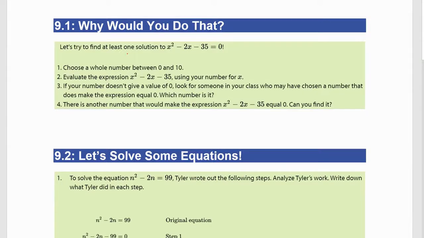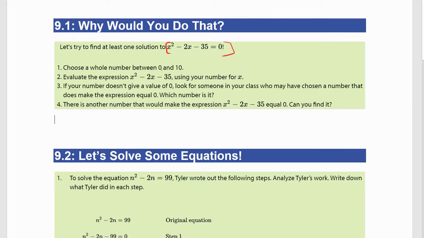Right, so Unit 7, Lesson 9, solving quadratic equations by using factored form. So 9.1, why would you do that? All right, so let's try to find at least one solution to x squared minus 2x minus 5 equaling 0.